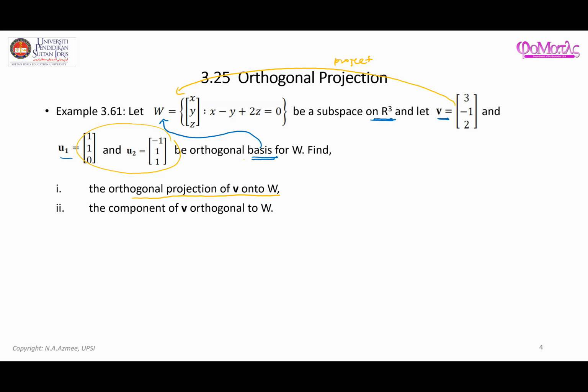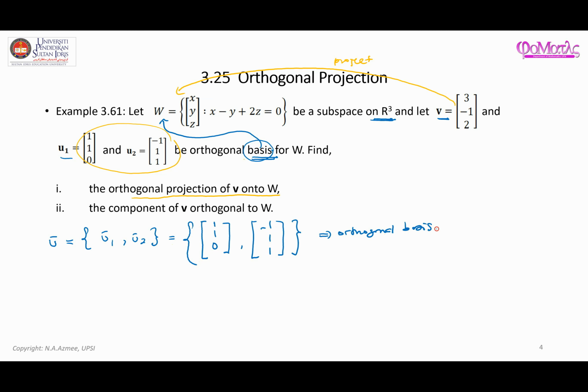Right now, I'm just going to call this orthogonal basis by a simple name. I'm going to call it the set U, and it consists of u1 and u2. And this is the same thing as having this representation. Alright, so this is the basis. So I'm just going to write a little note here: orthogonal basis.